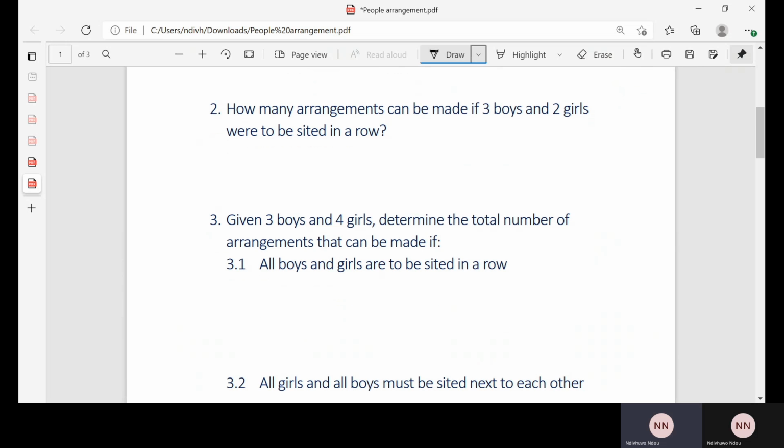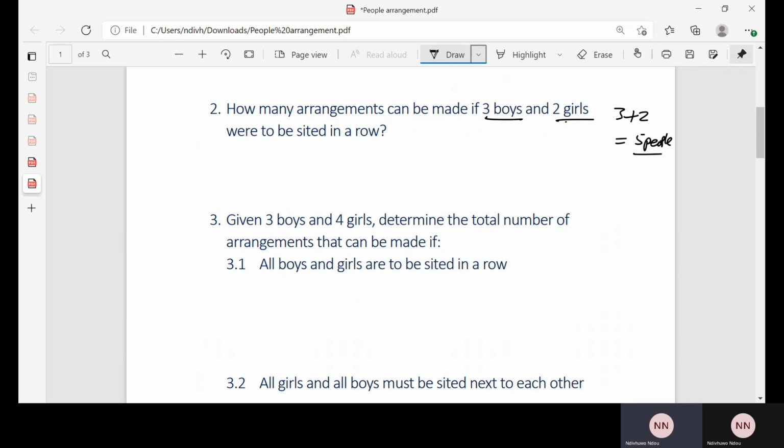How many arrangements can be made if 3 boys and 2 girls were to be seated in a row? Now it's quite a different case, but it's the same one. It's just that they have split people into genders, male and female. We have 3 boys and 2 girls that are to be seated in a row. How many chairs do we need if we want to sit these people in a row? We must know the total number of people that we are to arrange in this row. So we have 3 plus 2, which is 5 people.